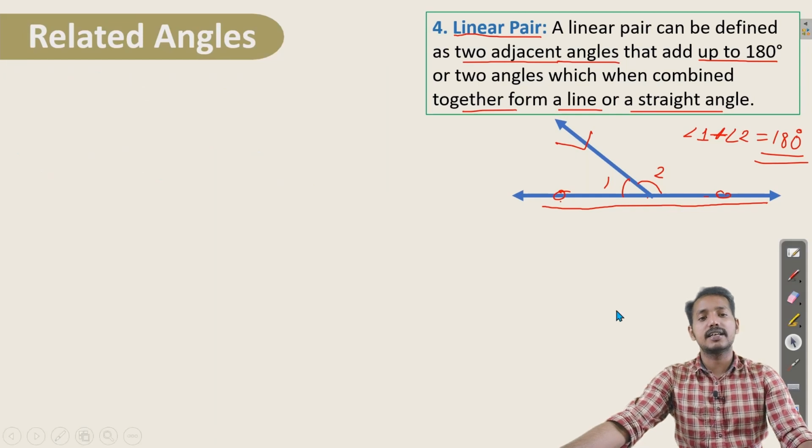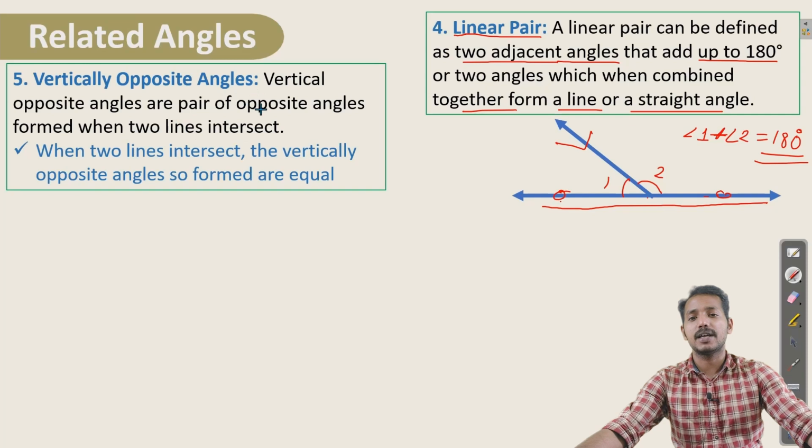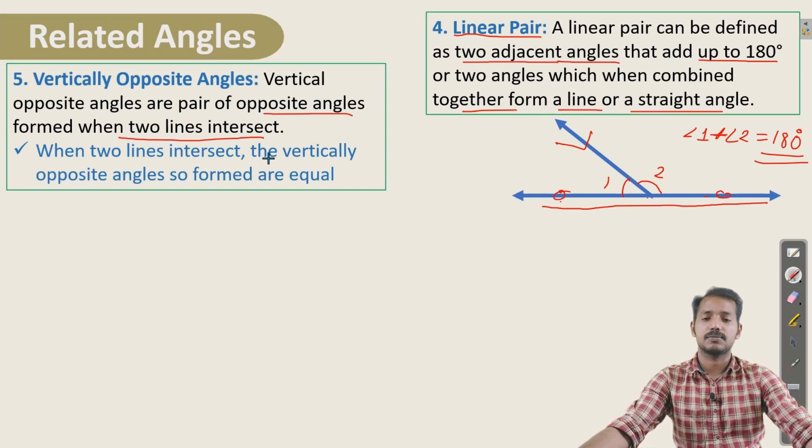Next one is vertically opposite angles. Vertically opposite angles are the pair of opposite angles formed when two lines intersect or meet. When two lines intersect, the vertically opposite angles so formed are equal.